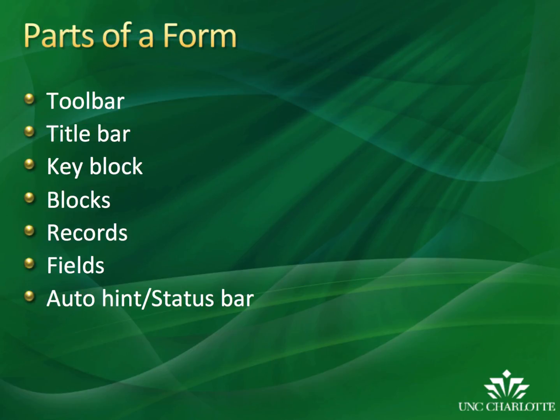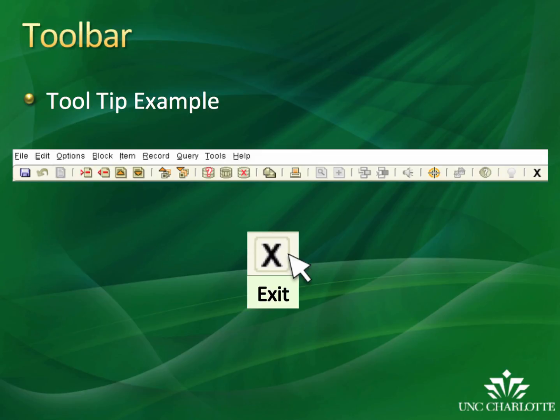There are 7 main parts of a form: the toolbar, title bar, key block, blocks, records, fields, and the auto hint status bar. We will briefly describe the function of each one using the SOAIDEN form. When you hover your mouse over an icon on the toolbar, a tooltip will appear describing what the icon is used for. If you prefer to use keyboard shortcuts for these common functions, click on the Help menu and select Show Keys. This will bring up a list of most of the shortcut keystrokes.